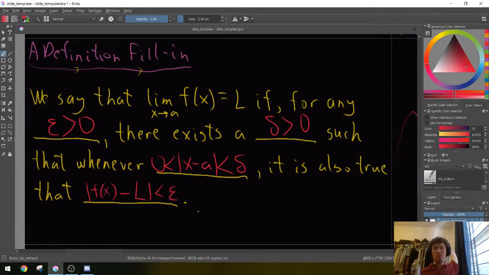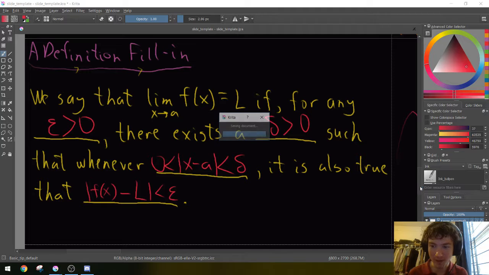We say that the limit of f of x as x approaches a equals L if for any epsilon greater than 0 there exists a delta greater than 0, such that whenever 0 is less than the absolute value of x minus a, then delta, it is also true that the absolute value of f of x minus L is less than epsilon. Good, okay. As Spivak said, you have to memorize it like a poem, because otherwise all of your proofs will be wrong.